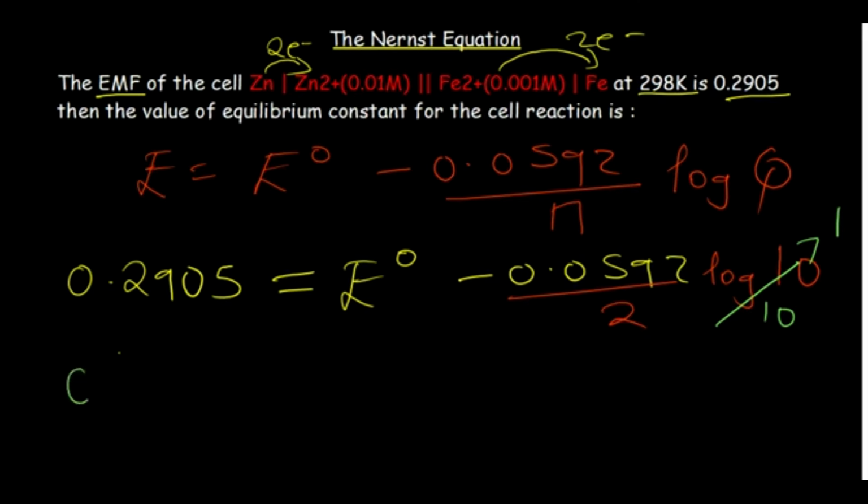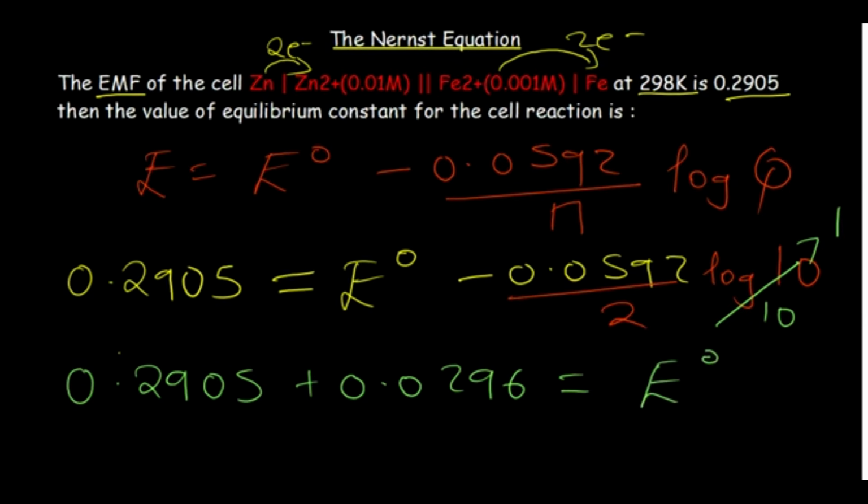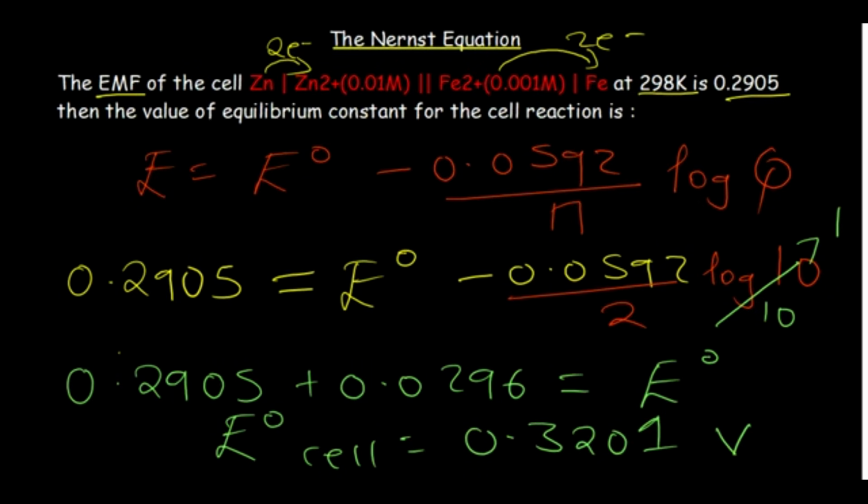So the other side, 0.905 plus 0.0296 is equal to the standard cell potential. So you want to add that to the 0.2905, right? So our standard cell potential is equivalent to 0.3201 volts. So we now have our standard cell potential.